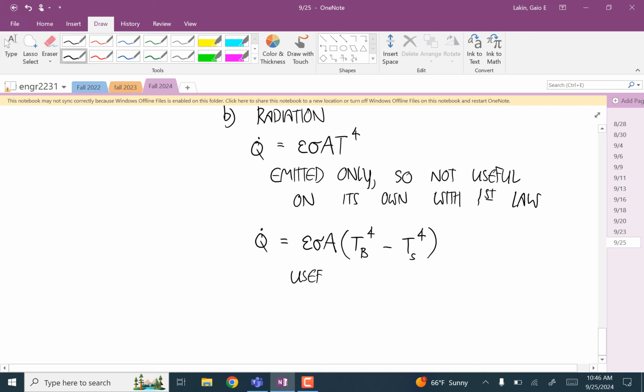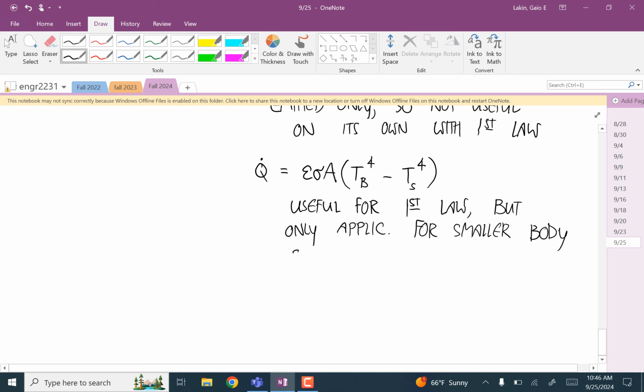So this one is useful for the first law. But it's only applicable for a smaller body surrounded by a larger body. So this one does give you a net heat transfer. It's just you can't always use it.